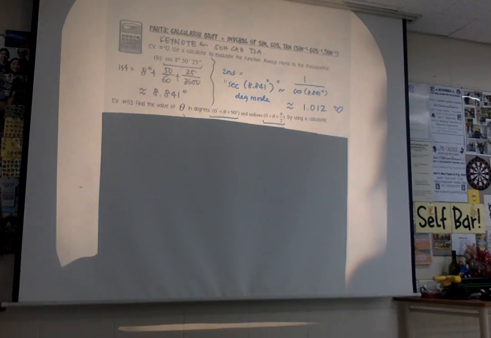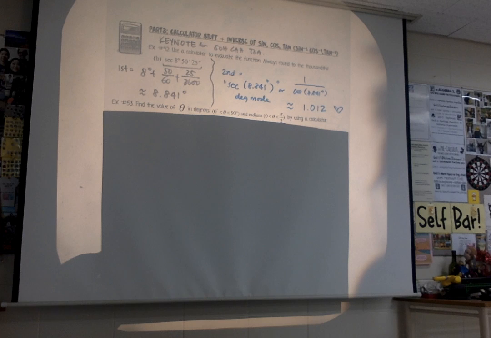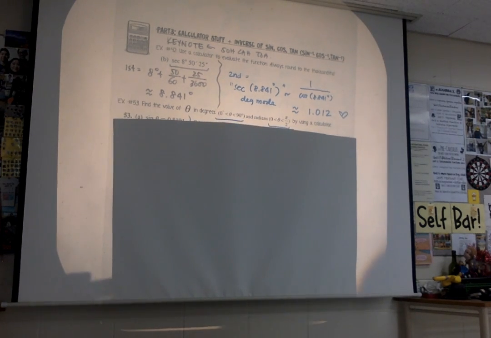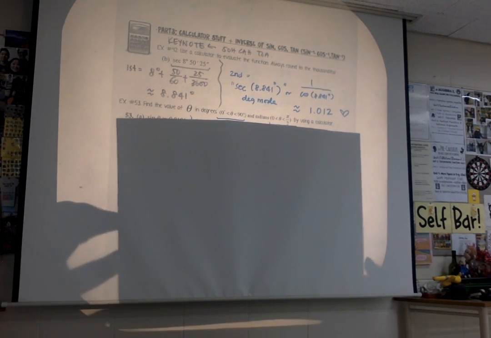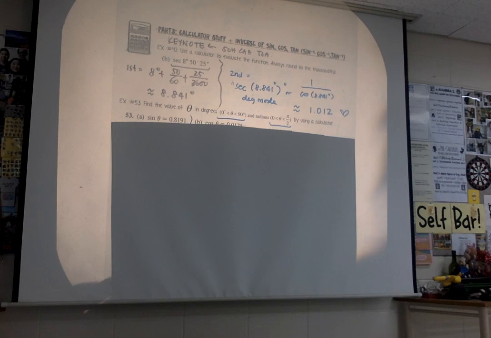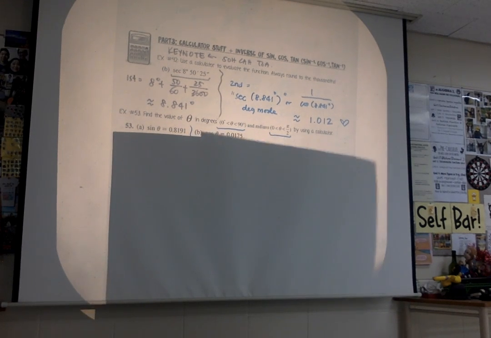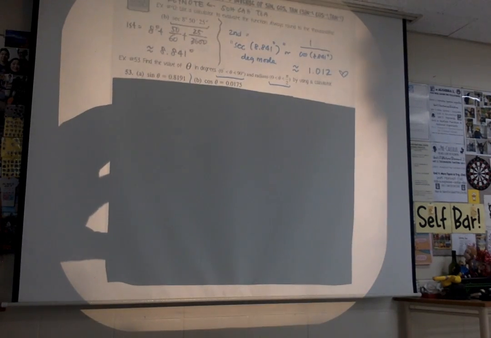Next problem says, find the value of theta in degrees, 0 to 90 degrees, and radians, 0 to pi over 2. That means it's in the first quadrant. You guys, interpret these well, okay? That's in the first quadrant. It says here, find theta given the sine of theta is 0.8191, or the cosine of theta is 0.0175. Are you with me? Wake up!